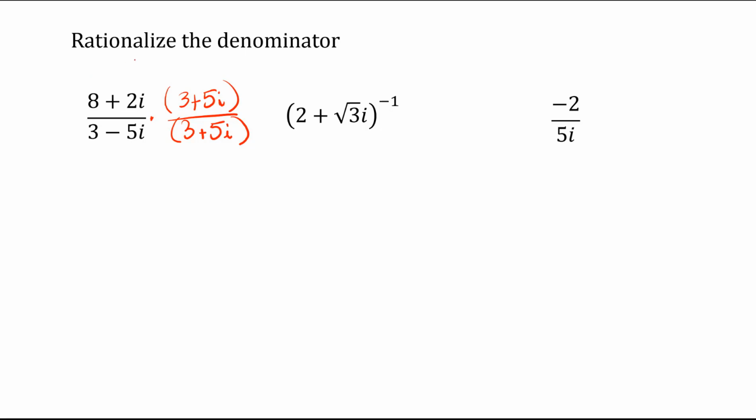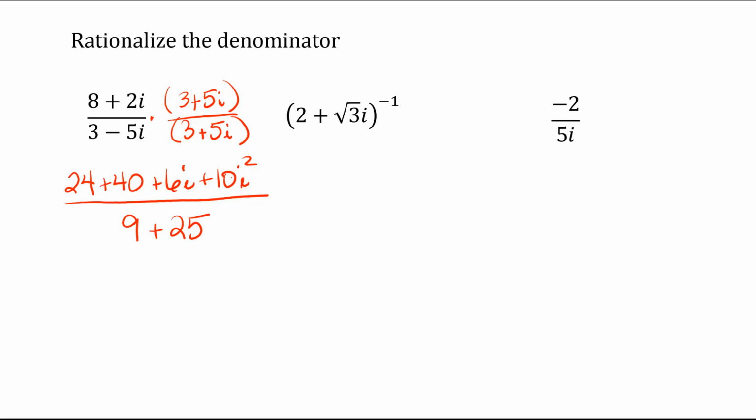So when we multiply the top here, we're going to get 24 plus 40i plus 6i plus 10i squared. And then on the bottom, we're going to get a sum of squares. 3 minus 5i times 3 plus 5i is going to be 3 squared, which is 9, plus 5 squared, which is 25. So if we add up the real parts on top, 24 minus 10 is going to be 14.